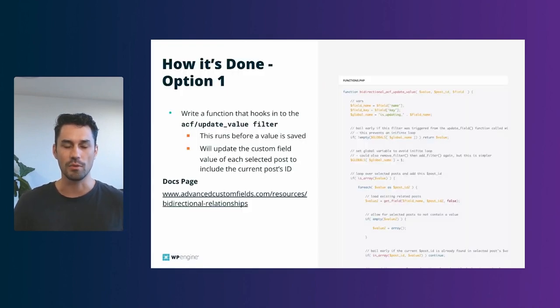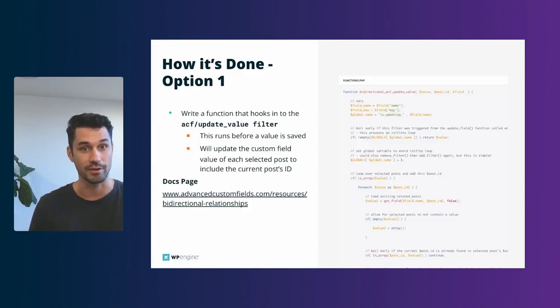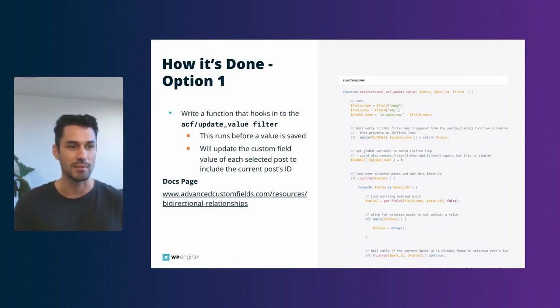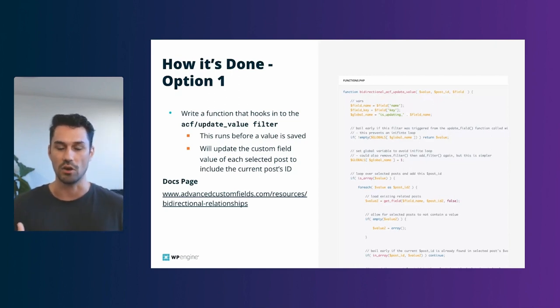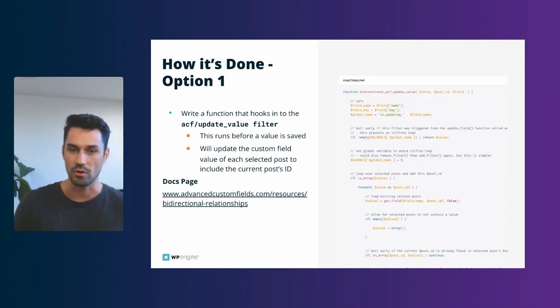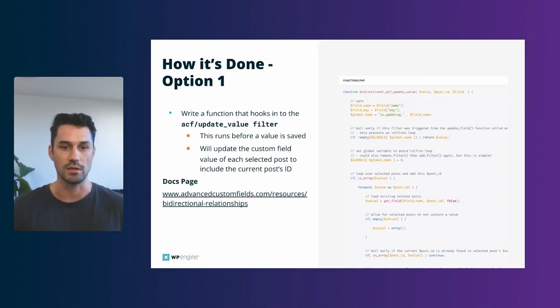So how do we do that? Well, there's two ways to do this currently. And I'll talk about a third thing maybe that's coming down the track later this year. So number one is you can do this in code. Just with the ACF Pro plugin installed, you can write a function that hooks into the ACF update value filter.